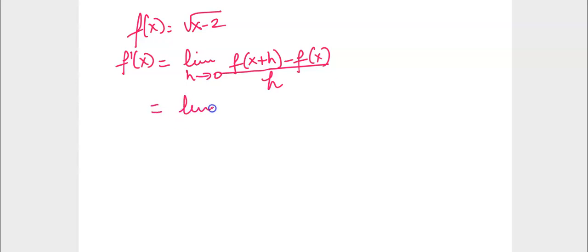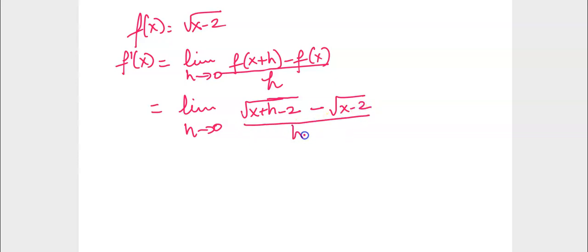Doing as per the limit definition, this will be the limit of square root of x plus h minus 2, minus square root of x minus 2, divided by h. So if you directly substitute h as 0, the numerator will become 0 and the denominator will become 0. That's going to get us nowhere. So we have to simplify in a different way.